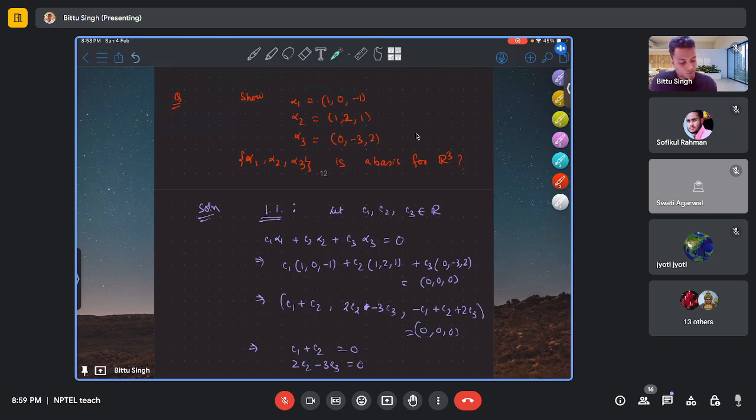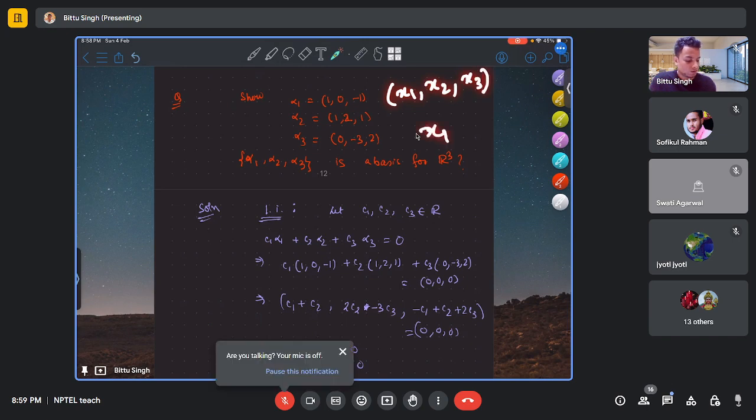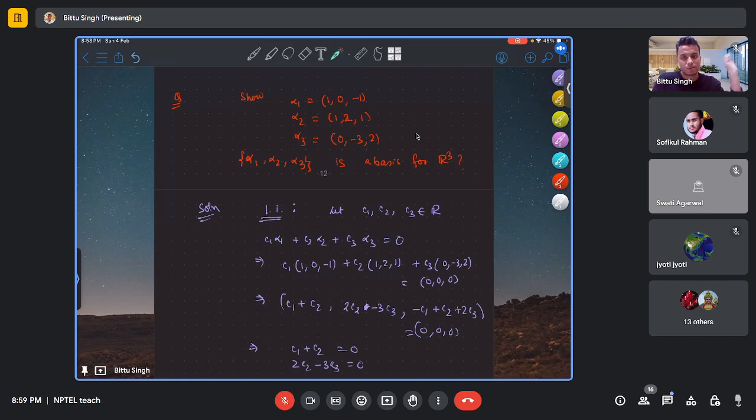You have to take any vector x1, x2, x3, and you have to show that it can be written as some scalar times alpha 1, plus some scalar times alpha 2, plus some scalar times alpha 3. There are many questions. Let us stop here.